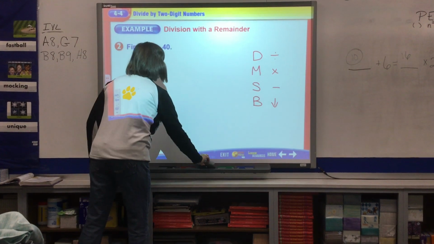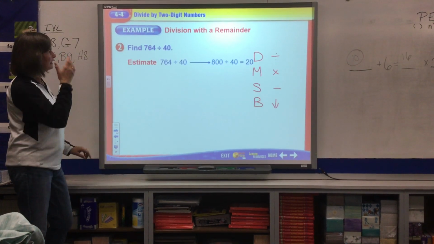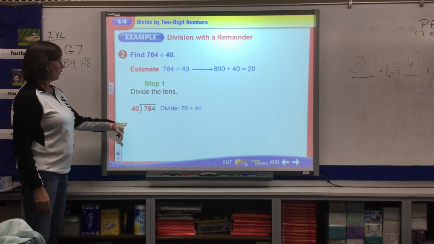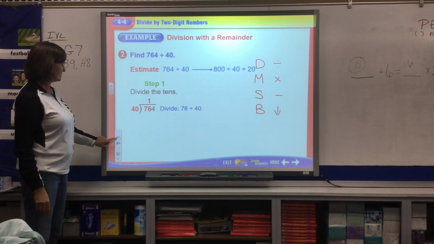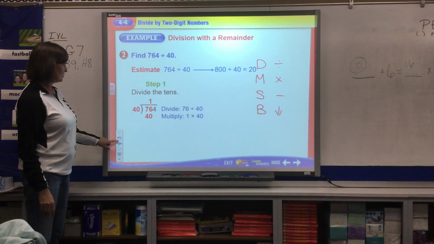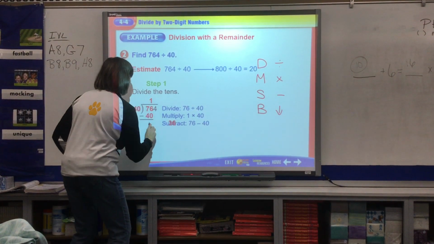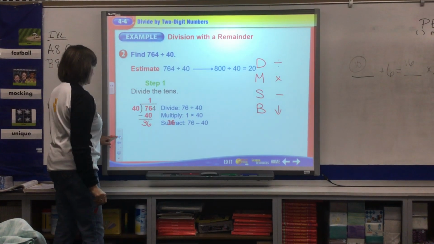All right, so let's see what they say. 764 divided by 40. As we said, it goes in there one time. When you subtract, you end up with 36, which is off again, so we'll add the 36 there.